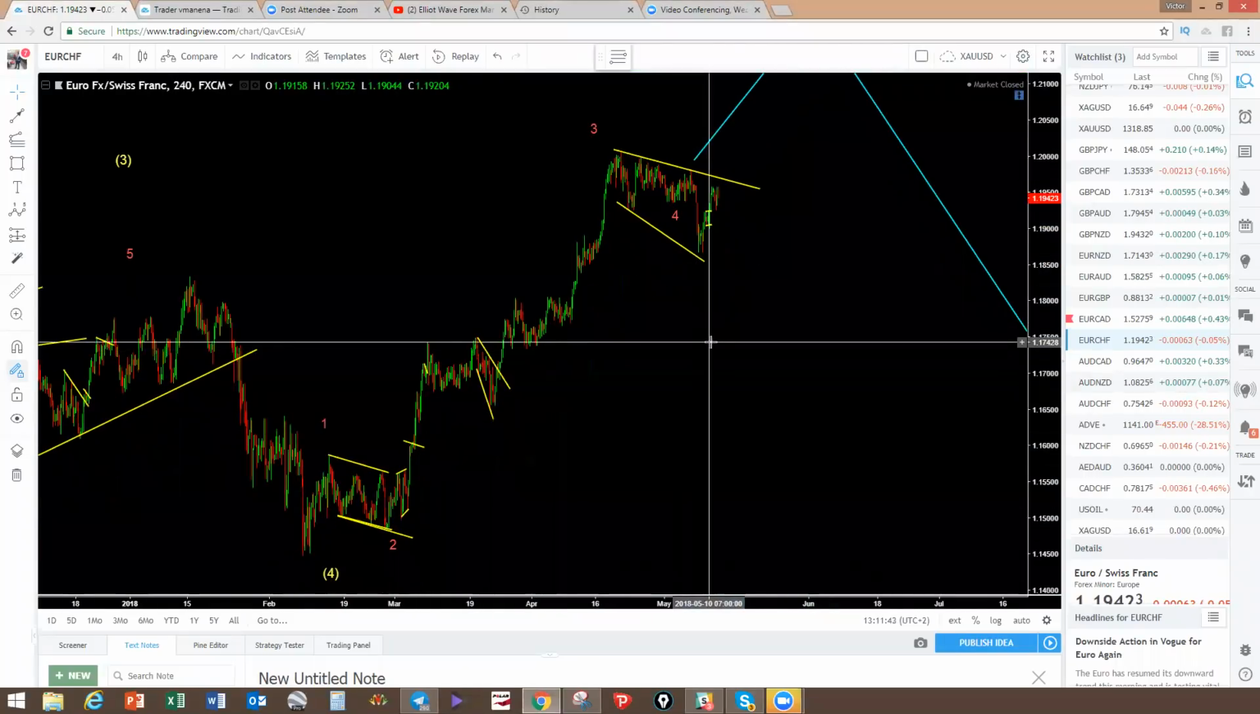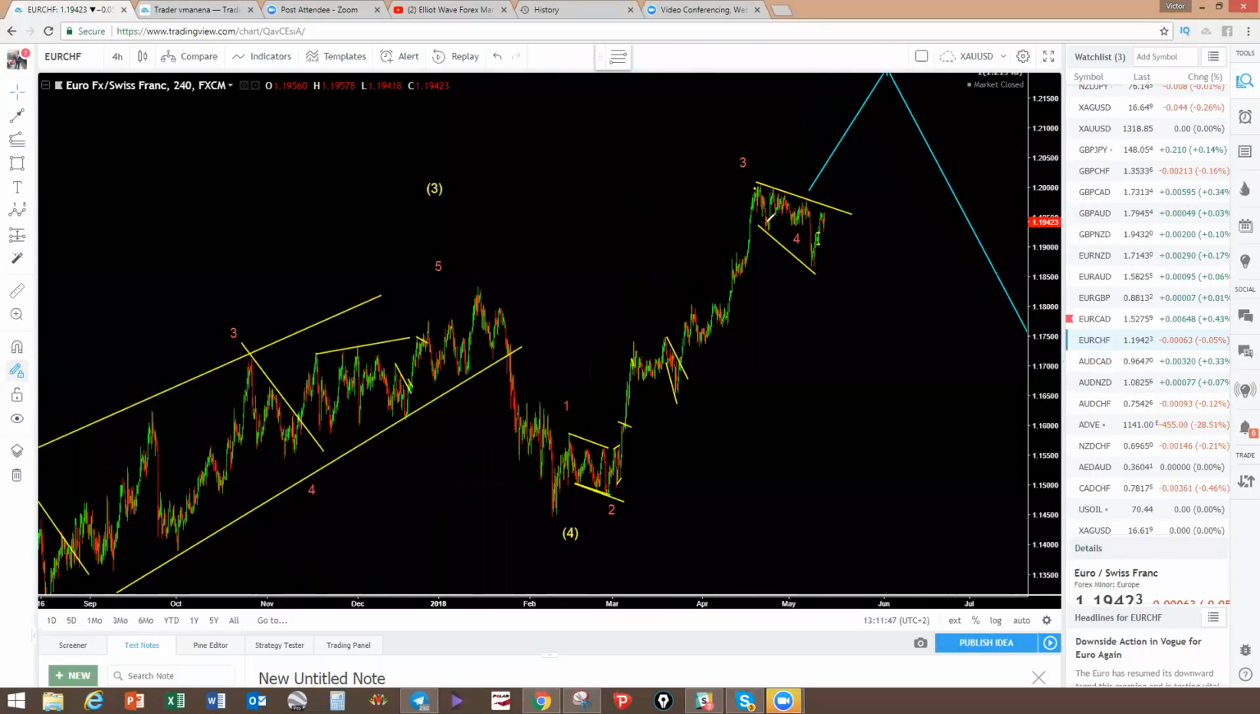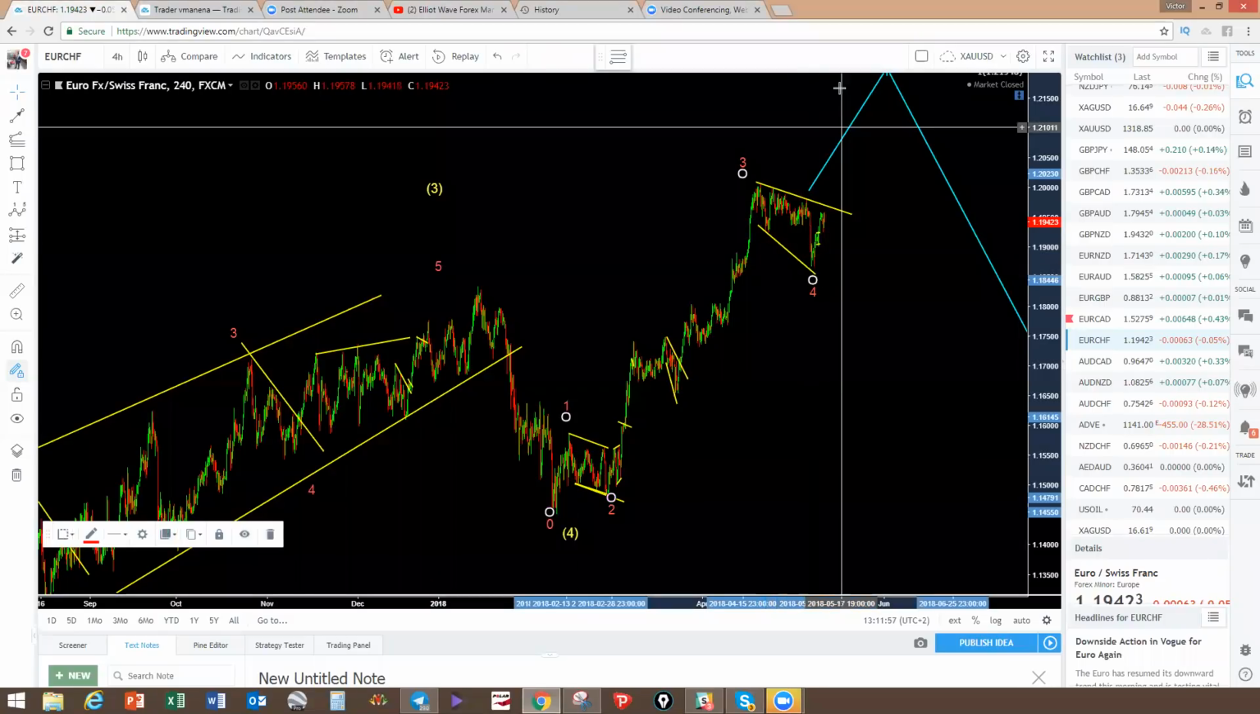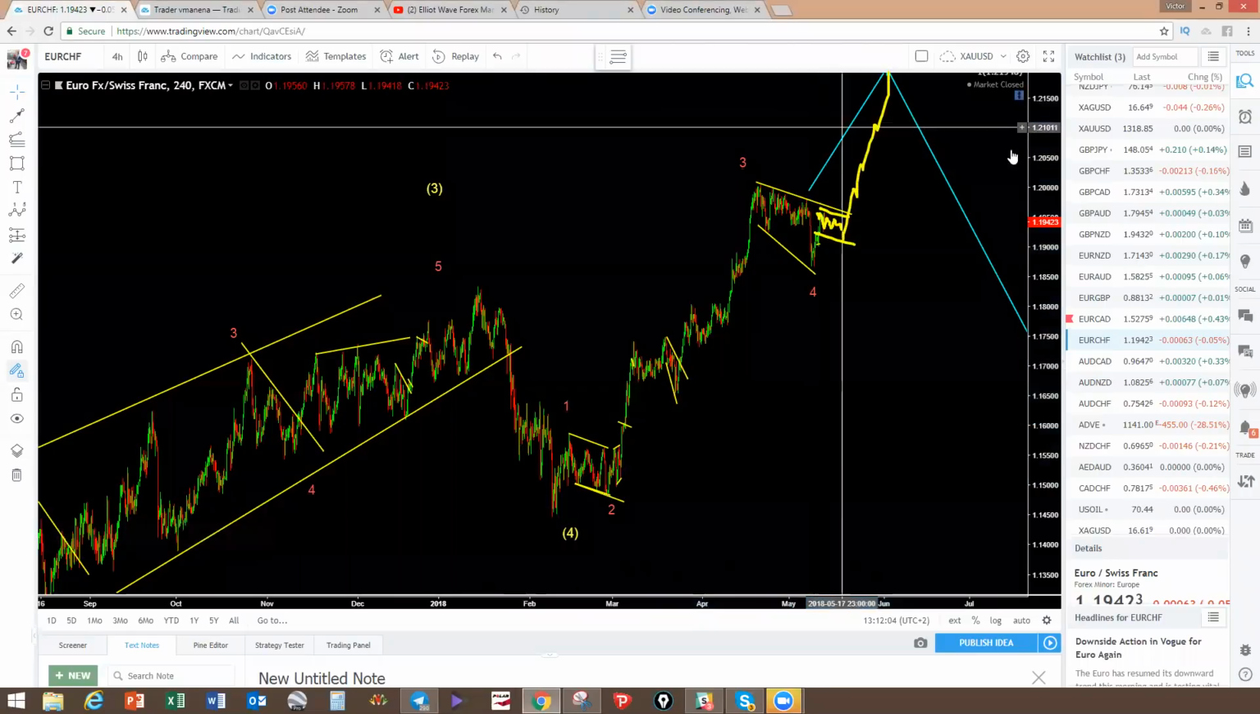Okay, let's show the whole structure. So we were waiting for this to build a wave 4 like that. It was not completed at that stage. We wanted it to break to the upside. It still hasn't broken. So that's why you will not take that trade until you've got a confirmation of reversal. If you get this one, then you take it and complete that.